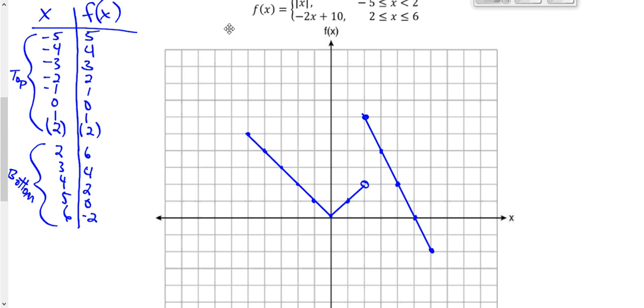You know how to get a table of values from the piecewise now, right? Because this tells you what numbers to put in which one. This one is only for those numbers. This one is for these numbers. That's all there is to it. Okay? All right, I think that was the last reading question.